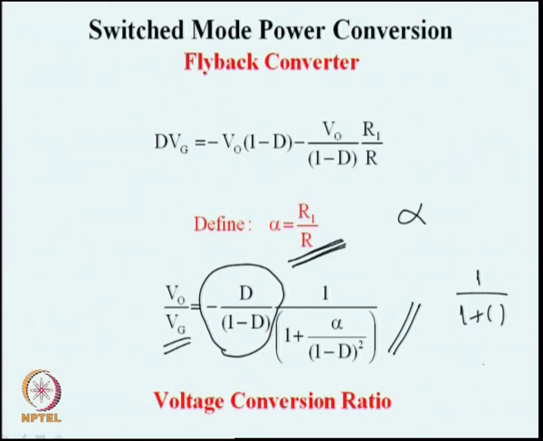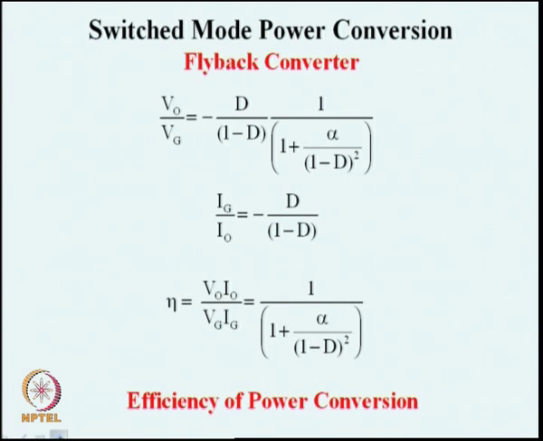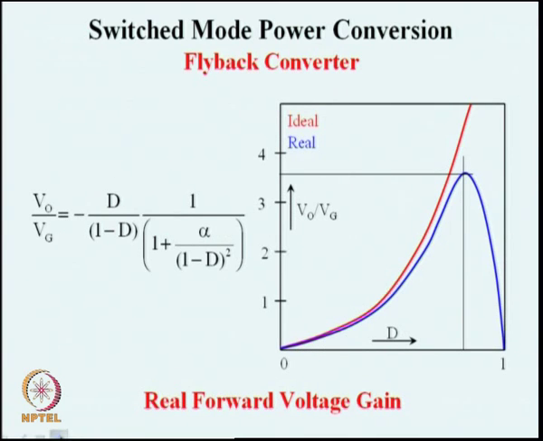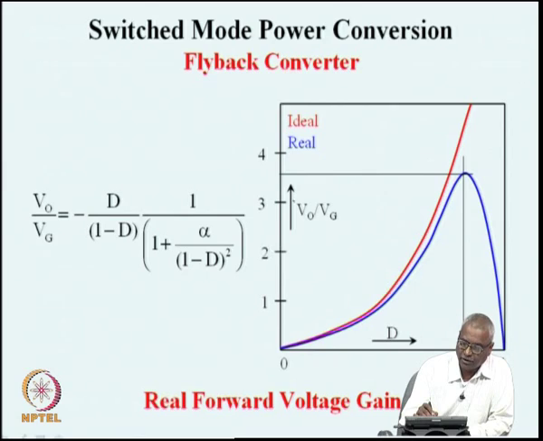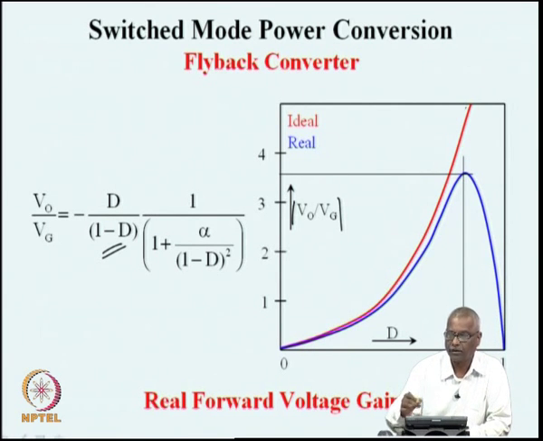And this correction factor being less than 1, we can also say that this correction factor is the same as efficiency. The efficiency of power conversion is the same as this correction factor, 1 by 1 plus alpha by (1 minus d) whole square. Interestingly, this correction factor is identical for the boost converter as well as the flyback converter. So, on account of this correction factor, V naught by V g now is not just d by 1 minus d, which is shown by the red color line here.